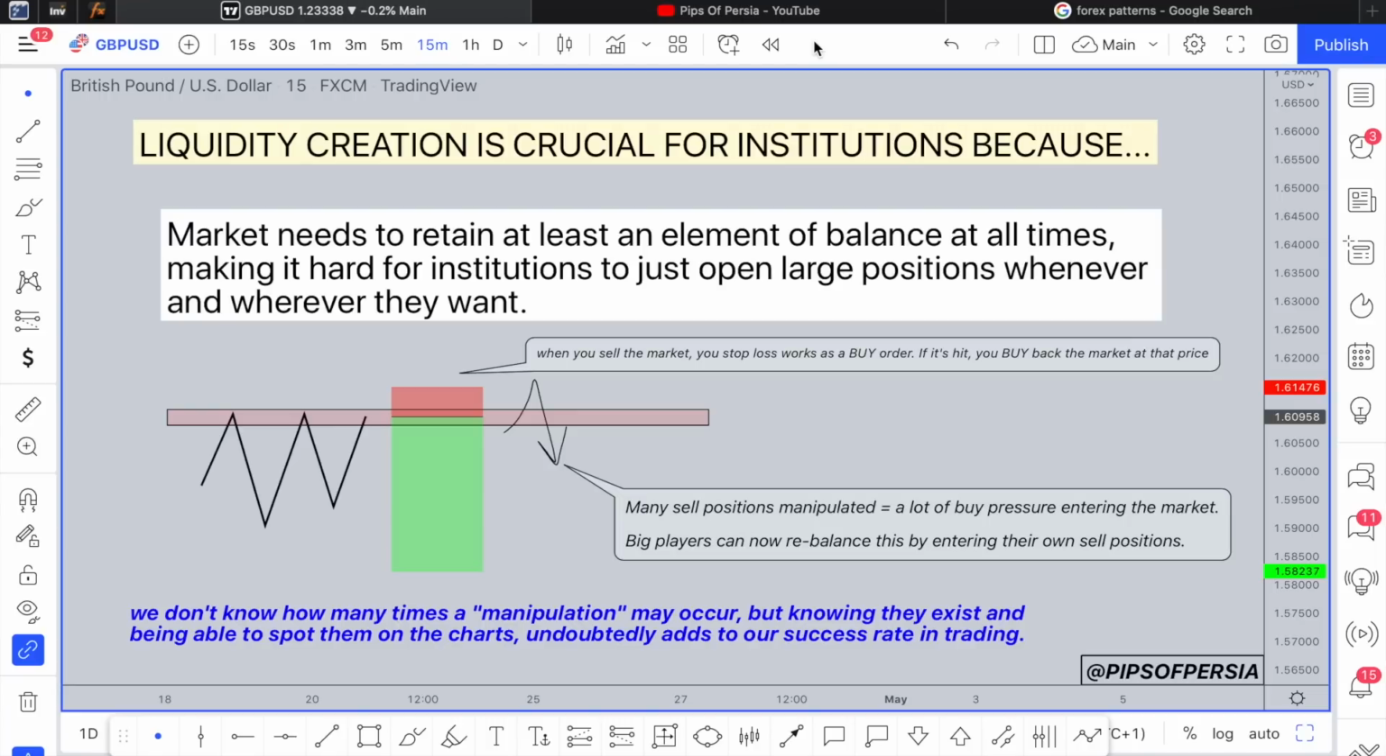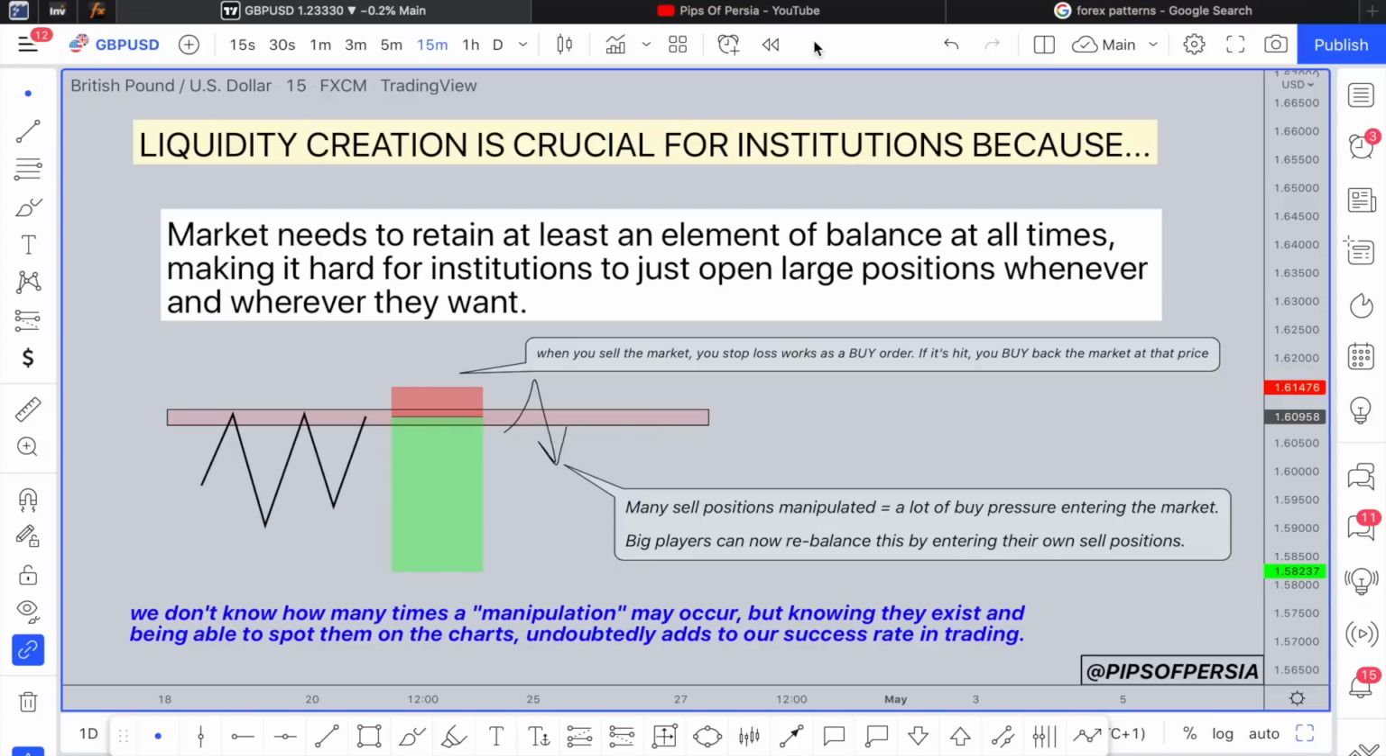And even at times where the market is extremely impulsive and creates huge imbalances, however long it takes, oftentimes you'll see the market come back up and fill those imbalances. So institutions cannot just go ahead and open 100,000 lots and push the market in whichever direction they please. It doesn't work like that. There are laws stopping them from doing so.